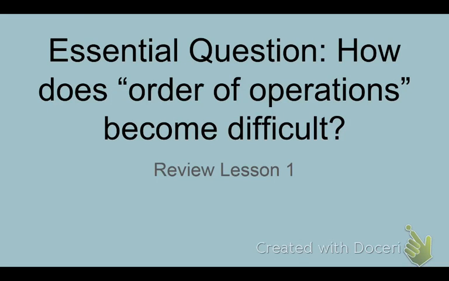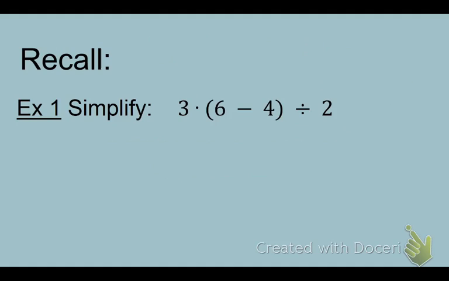Essential question, we already have it written down. How does the order of operations become difficult? Here we go. Let's recall something. I need you to write this down in the notes section.